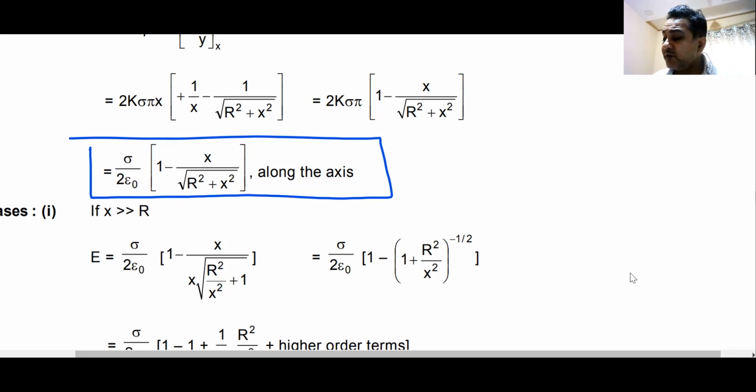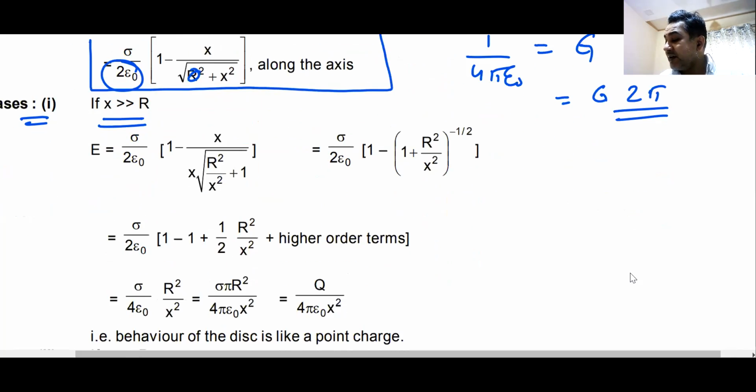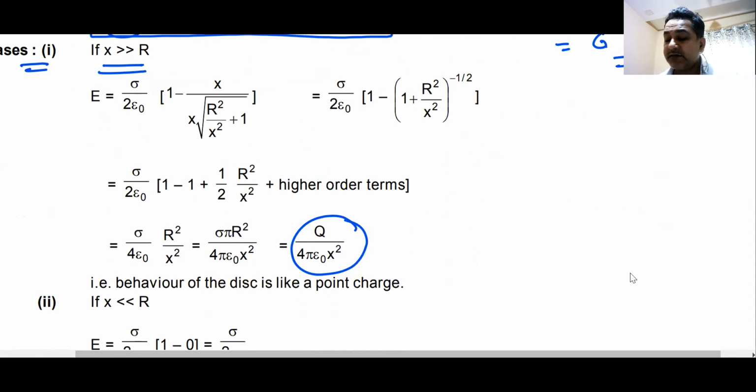Now, if you want to convert this formula for gravitational field, remember 1 by 4 pi epsilon naught was equal to G. To find the value of 1 by 2 epsilon naught, it will be G into 2 pi. So just put 2 pi G instead of 1 by 2 epsilon naught, and it has become the formula for gravitational field. Now they have used two cases. Case number one, x is very large compared to r. You can remove this term, and you can have the formula like this.